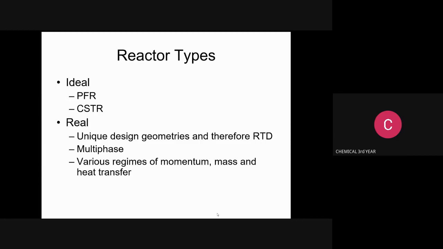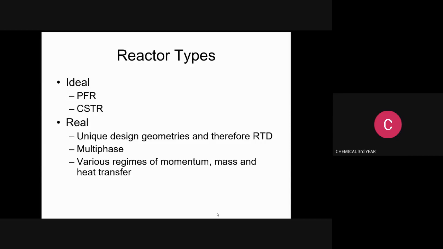As I told, in this video lecture we all learn about reactor designs. In reactor design, there are some steps we have to concentrate on. What are they? One, momentum; second, mass; and third, heat transfer.